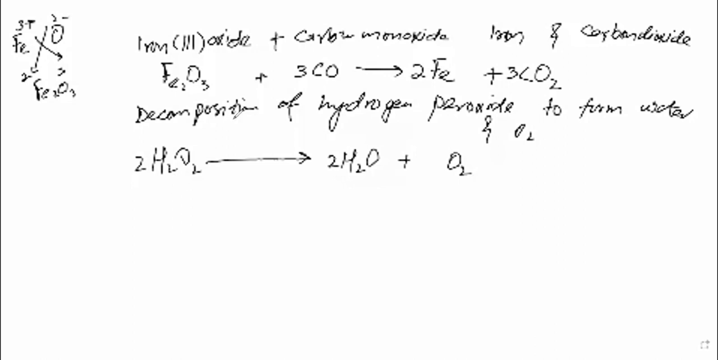Now how can we balance them? Balancing has some steps. First we need to write the reactants and products. Second step, we need to count the atoms on both sides of each element. If those are not equal, then we need to use coefficients.